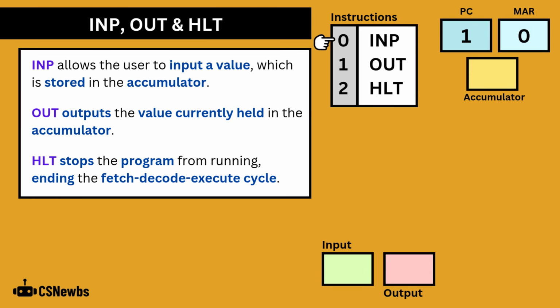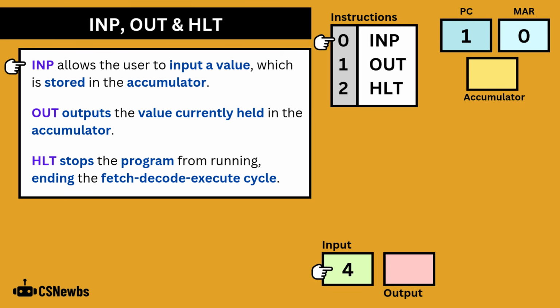Let's start at the first line, line 0. The program counter stores the address of the next instruction to be executed, which will be line 1. The memory address register stores the address of the memory location currently being accessed, which is 0. And the accumulator is used to temporarily store data. It's also directly involved in several other operations, including input, output, loading, storing, and basic arithmetic.